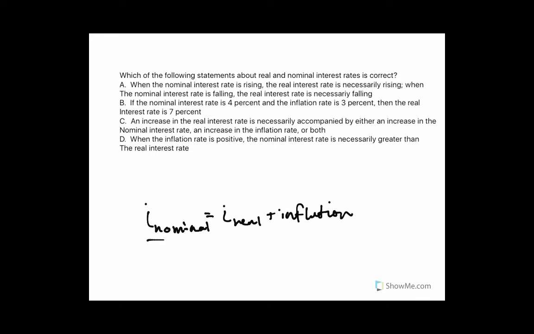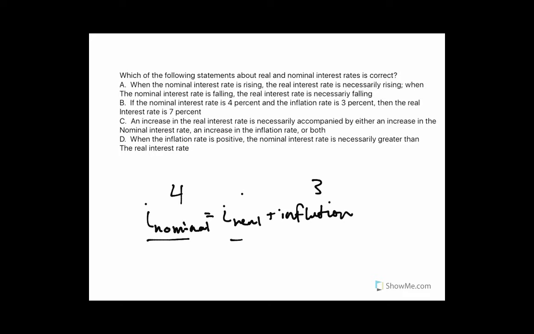Just because this is increasing doesn't mean that this is increasing. It could just be from inflation. And same goes for when it's decreasing. Okay, so if the nominal interest rate is 4% and the inflation is 3%, then the real interest rate is 7%. That's not true, right? Because if this is 4 and this is 3, then this would have to be 1, not 7.